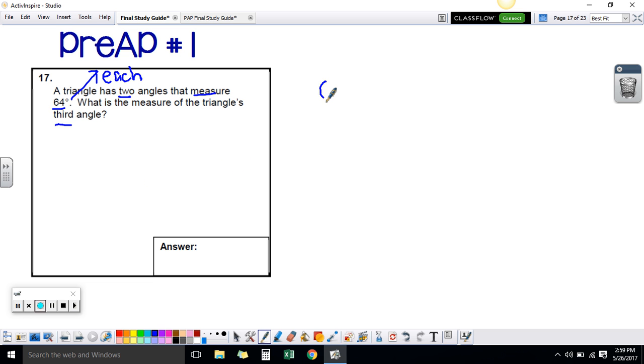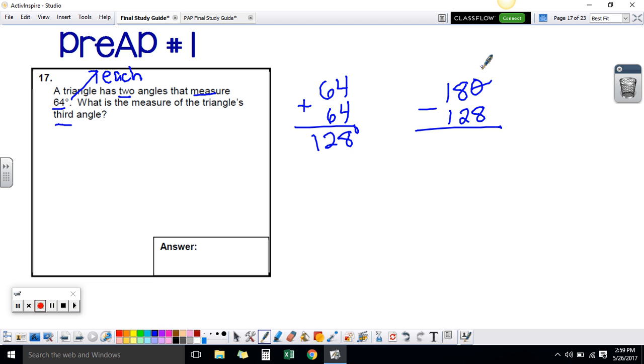Okay, so you're going to take the 64 for the first angle plus another 64 is going to give you 128 degrees. Now remember that the angle measurements of a triangle must add up to 180. So you're going to take 180 minus 128. Make sure you borrow correctly. And you should get 52 degrees. So your third angle measures 52 degrees.